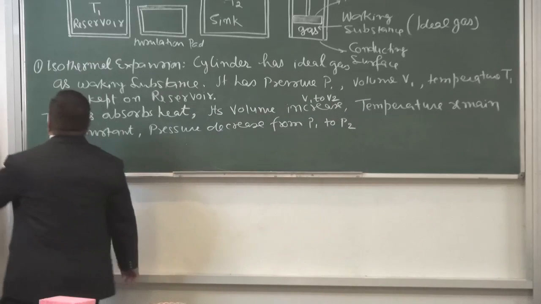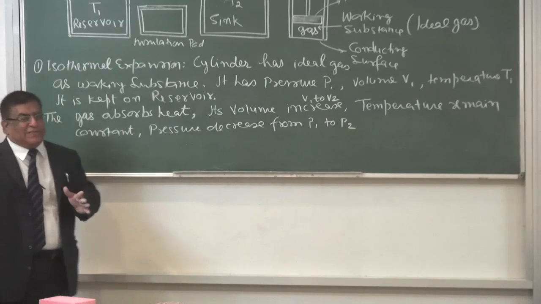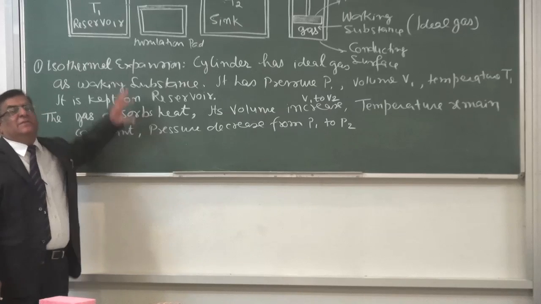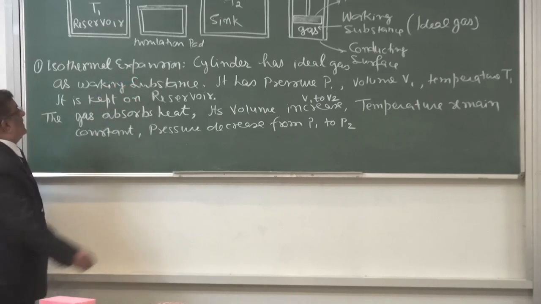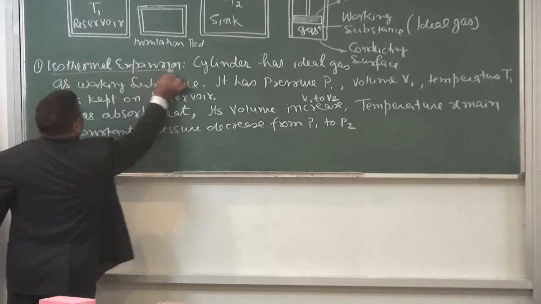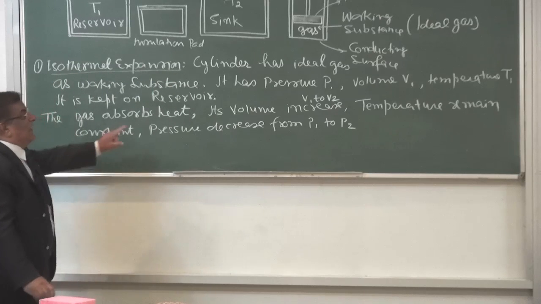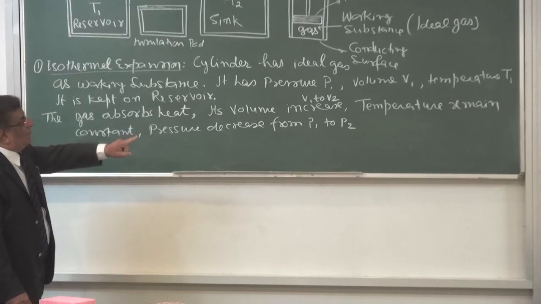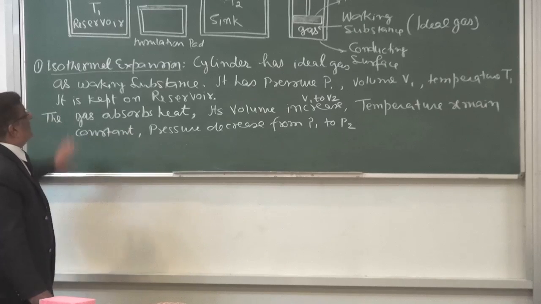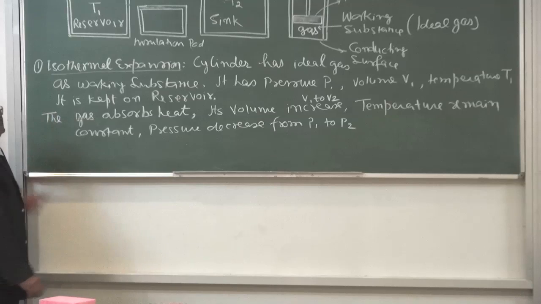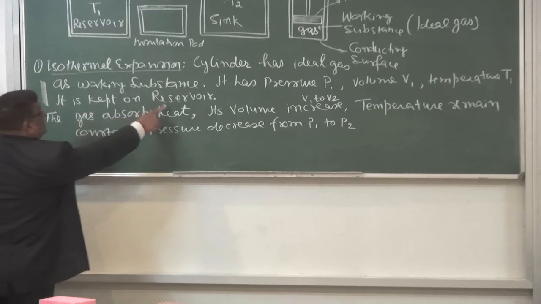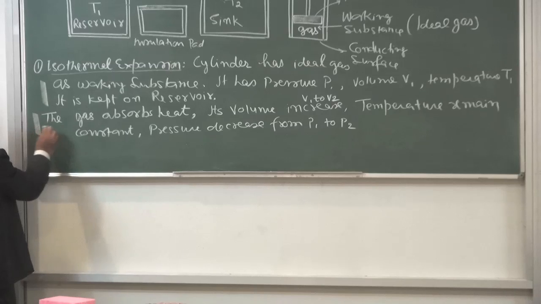Why? There are two types of processes in compression. One is isothermal and one is adiabatic. This is the isothermal part of that. Because it is isothermal, there will be no change in temperature and it will remain T1. So the pressure decreases from P1 to P2, temperature remains the same. This is what happens. This explains what is happening.